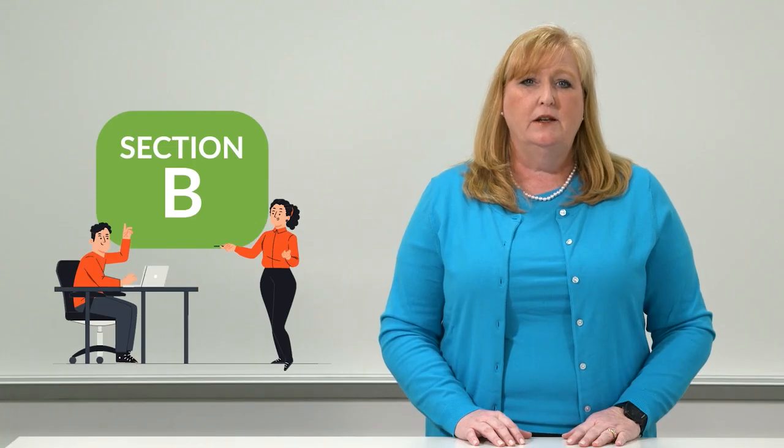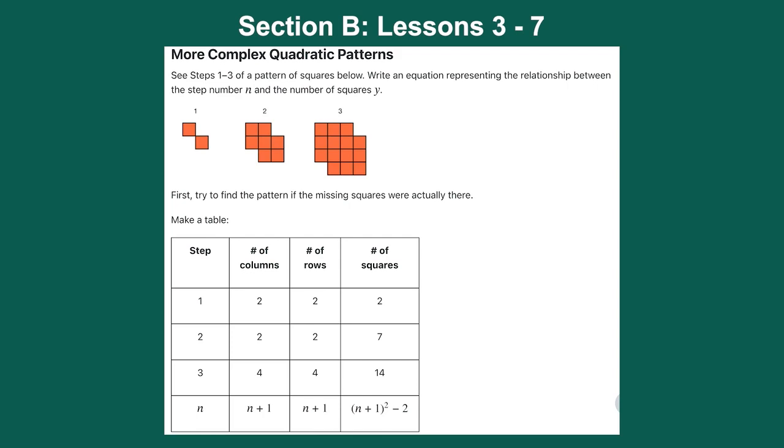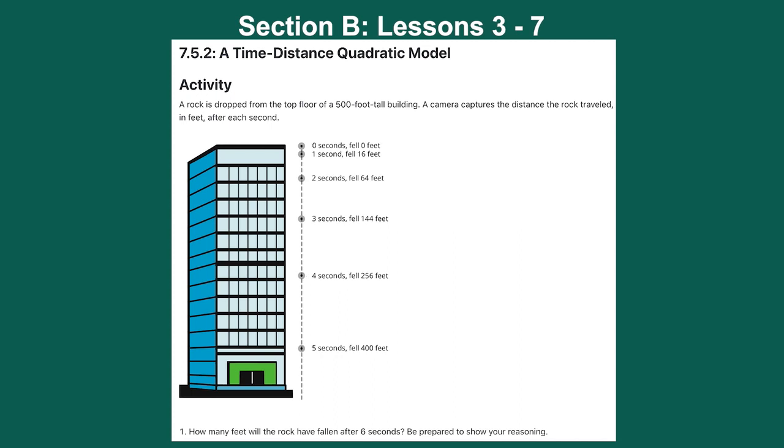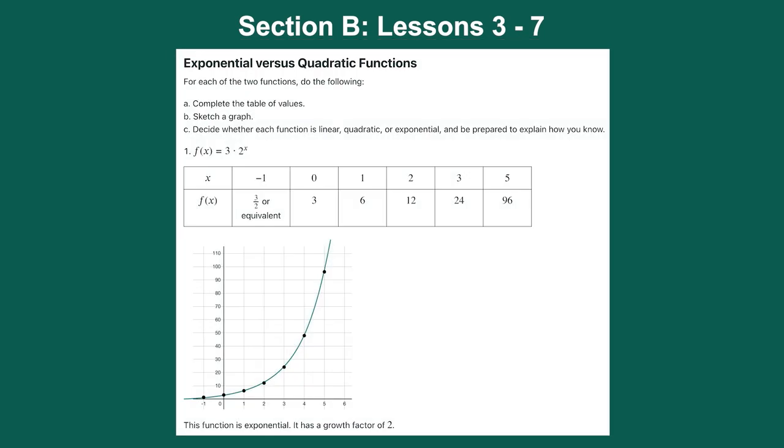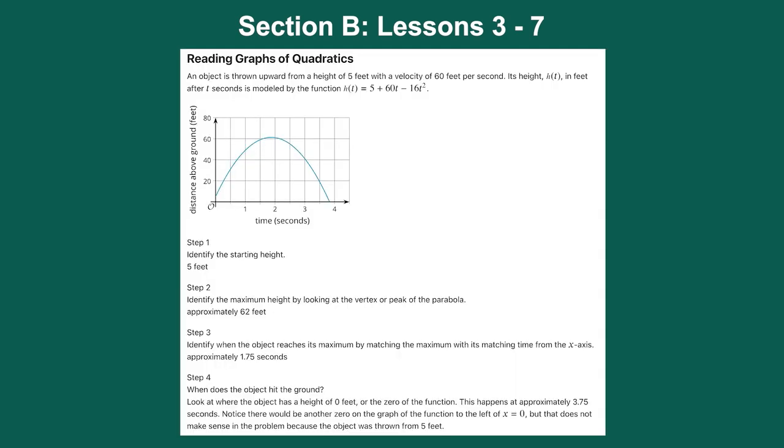In Section B, students bridge from observing patterns that grow quadratically into writing quadratic expressions to represent the patterns of growth. Next, they observe the pattern in real-life examples of free-falling objects whose height over time can be modeled with a quadratic function. They use tables, graphs, and equations to describe the movement of these objects, eventually looking at situations where a projectile is launched upward.